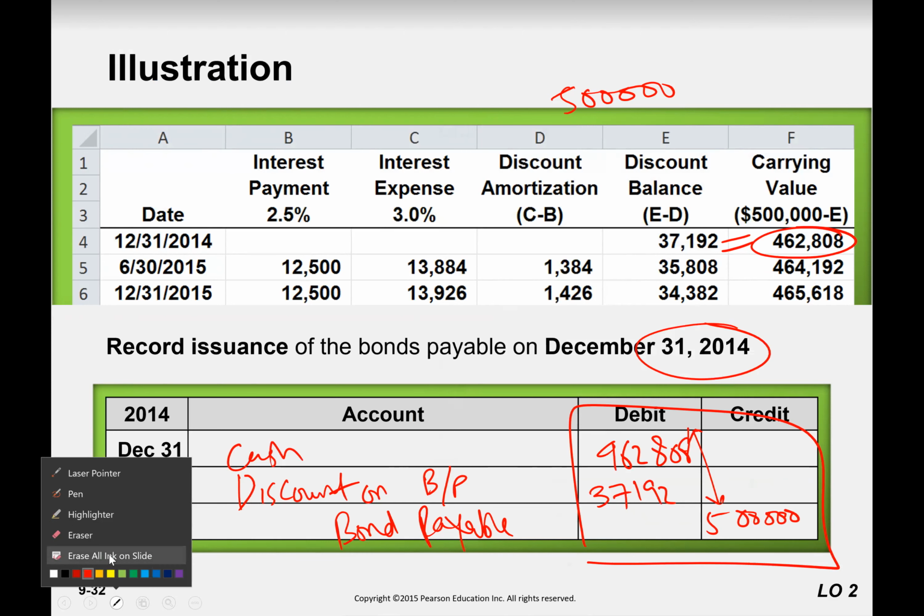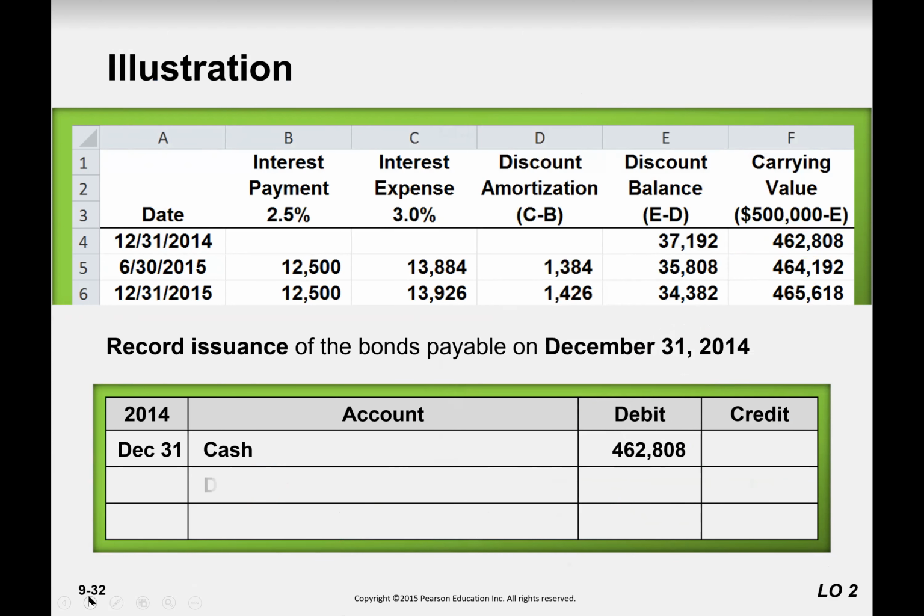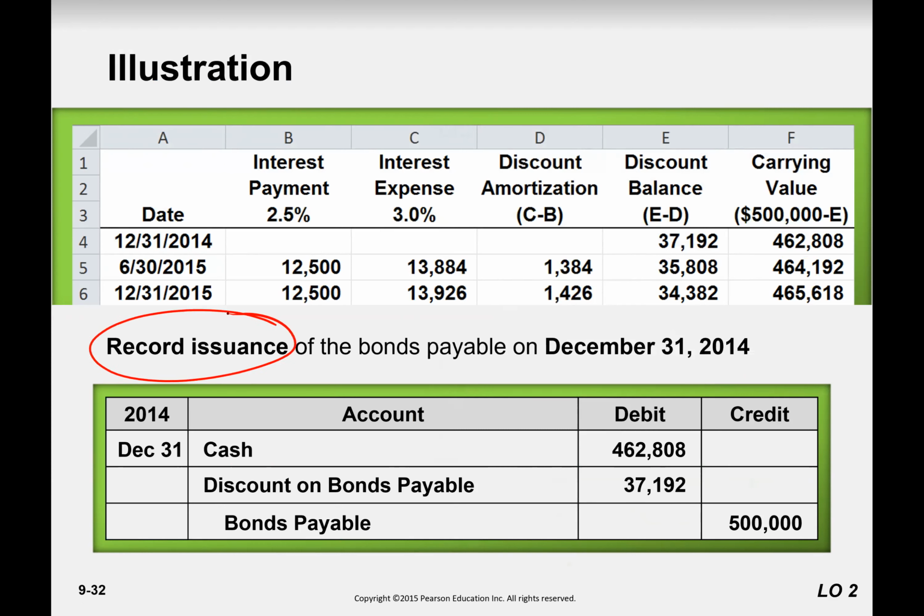So for better handwriting, let's see here: cash, discount on bonds, to bonds payable. Right, guys? This is how we solve this issuance of bonds according to entries, and we make some entries. This is the treatment of bonds payable issued at discount.